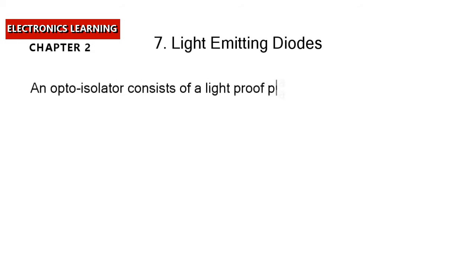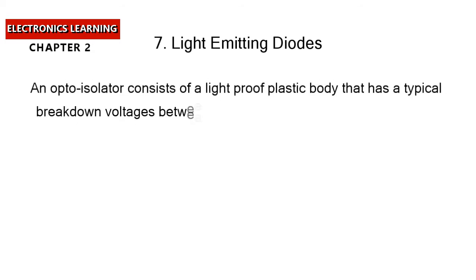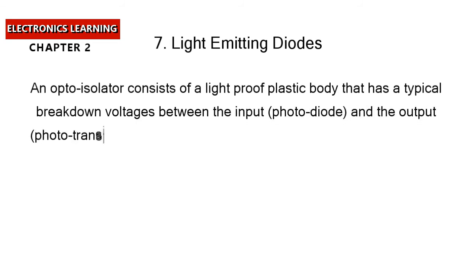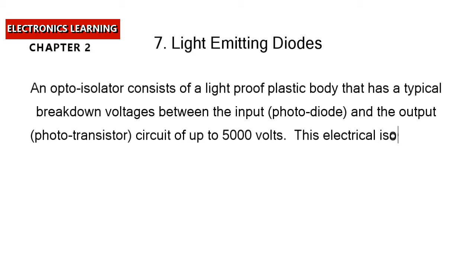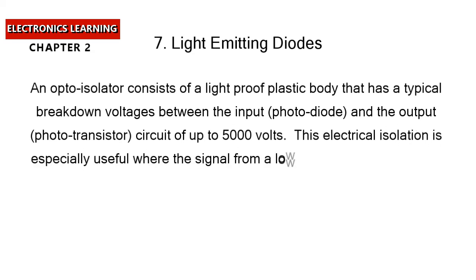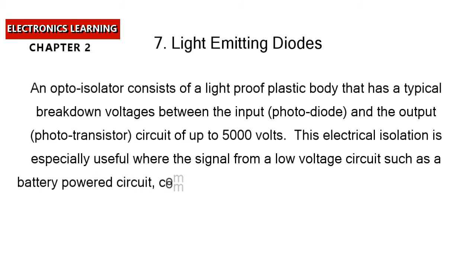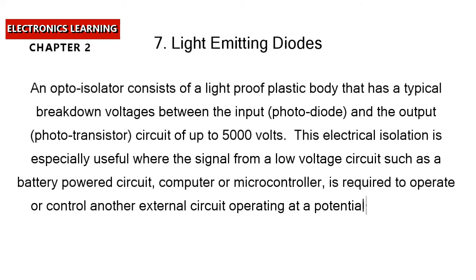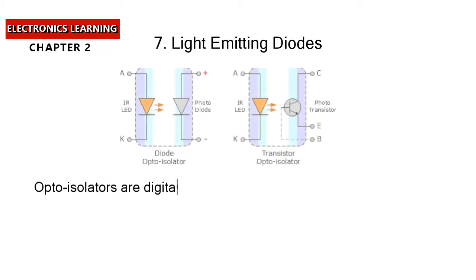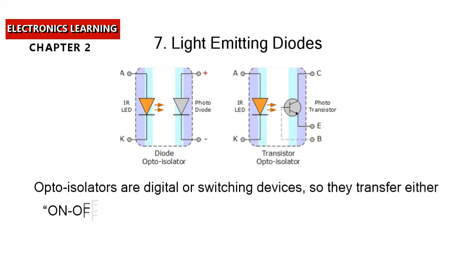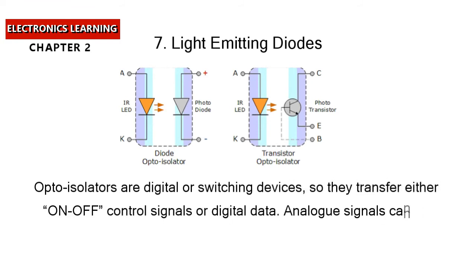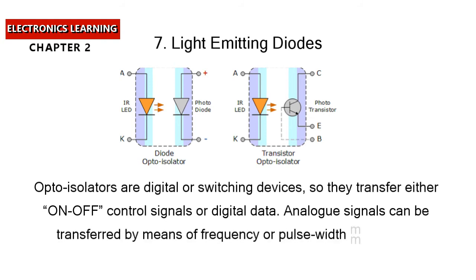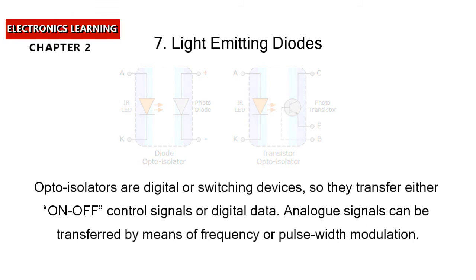An optoisolator consists of a light-proof plastic body that has typical breakdown voltages between the input, photodiode, and the output, phototransistor, circuit of up to 5000 volts. This electrical isolation is especially useful where the signal from a low-voltage circuit such as a battery-powered circuit, computer or microcontroller, is required to operate or control another external circuit operating at a potentially dangerous mains voltage. Optoisolators are digital or switching devices, so they transfer either on/off control signals or digital data. Analog signals can be transferred by means of frequency or pulse width modulation.